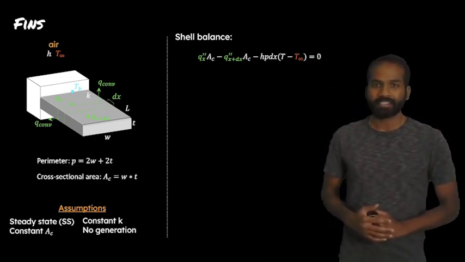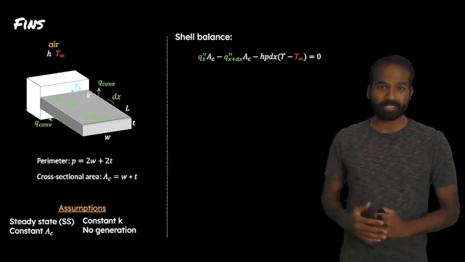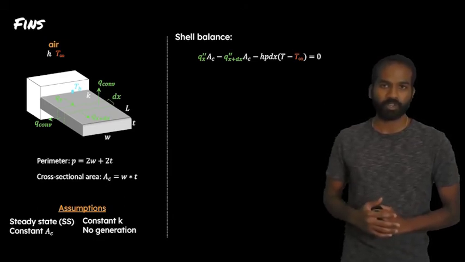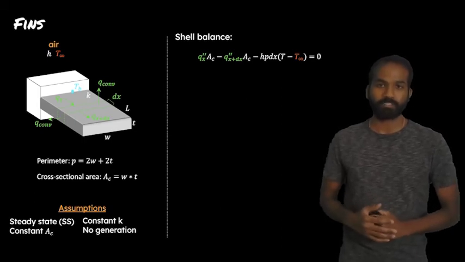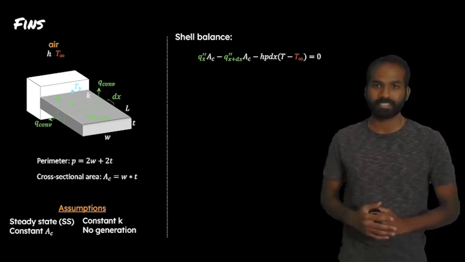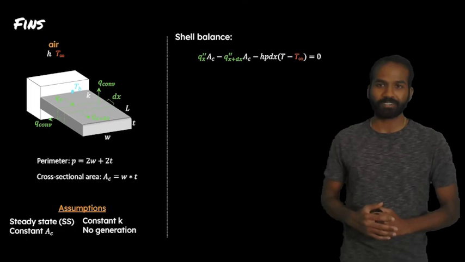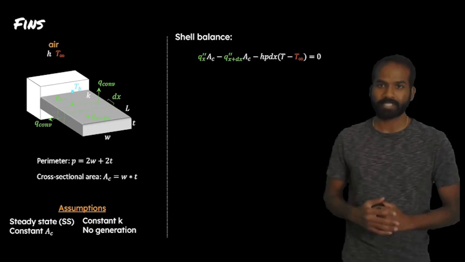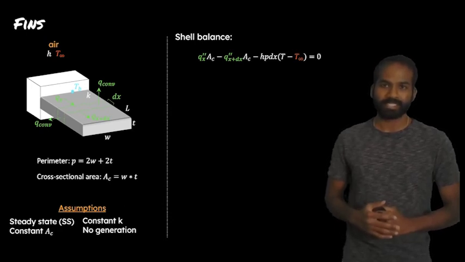The shell balance has Qx double prime, the heat flux coming into the fin, through a cross-sectional area A sub C. The product of those is the heat current that enters. We then have the heat current that is leaving, which is given by a product of the heat flux, Qx plus dx double prime, times A sub C. And we also have heat leaving due to convection, which is given by a heat transfer coefficient times the perimeter times dx. P times dx defines the surface area of that differential volume, and that times T minus T infinity, the driving force for heat removal.